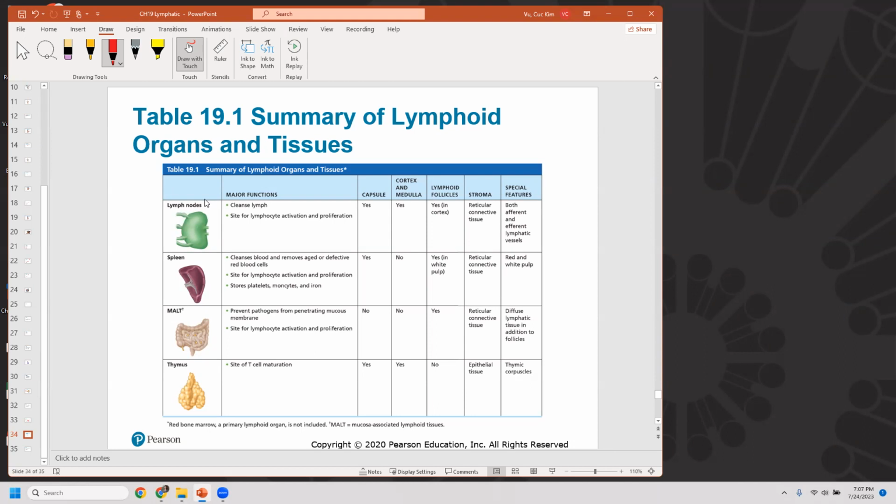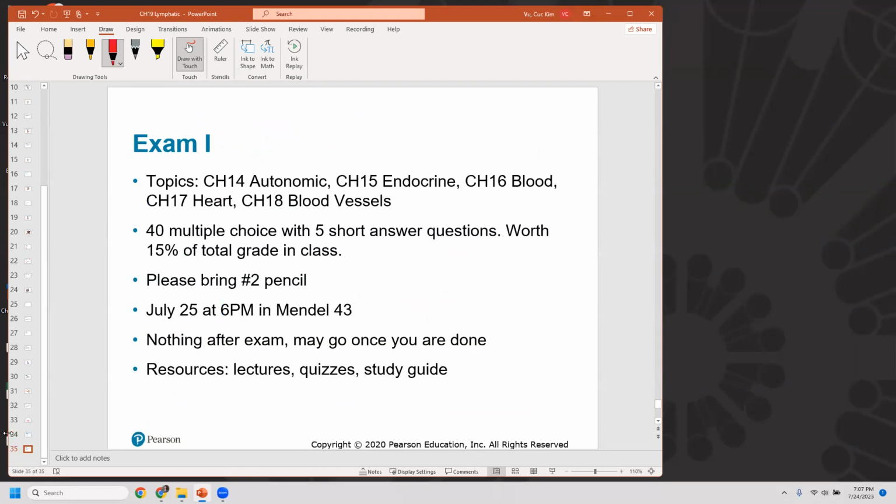Okay. So just to help prepare you a little bit more, your exam 1 will be on chapter 14, autonomic nervous system, chapter 15, endocrine, chapter 16, blood, chapter 17, heart, and chapter 18, blood vessels. There will be about 40, I believe it's exactly 40, but maybe off by a few questions, 40 multiple choice questions with 5 short answer questions. So essentially prepare to do a short answer for each chapter. It is worth 15% of your total grade in class.